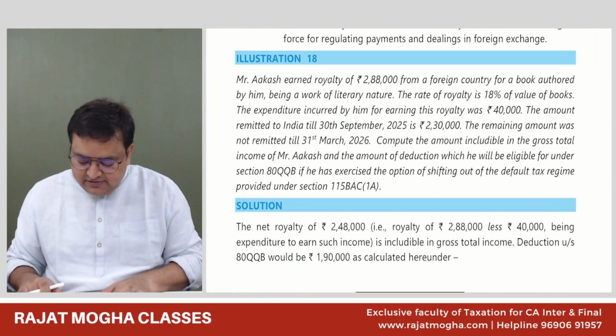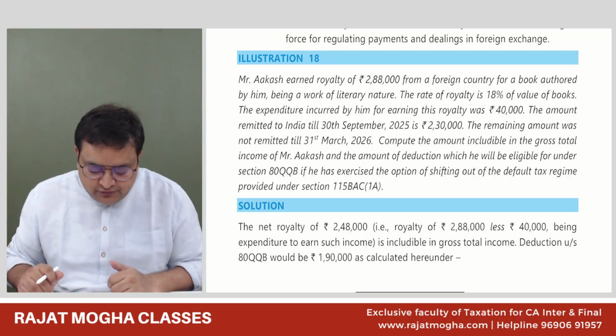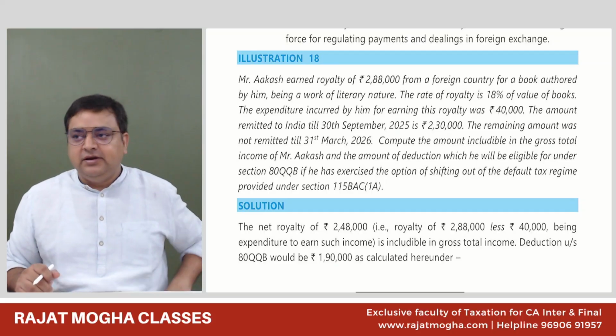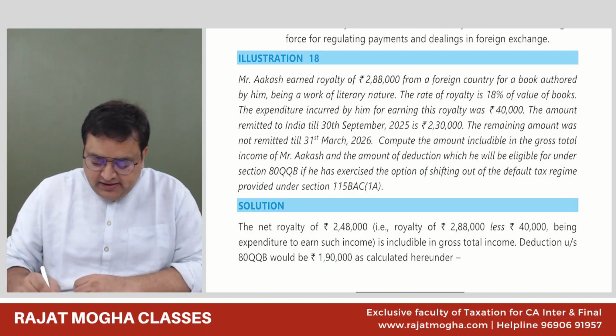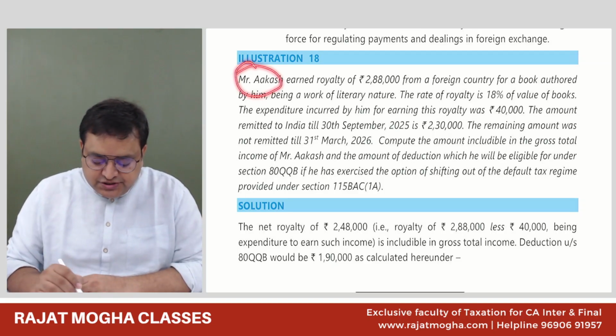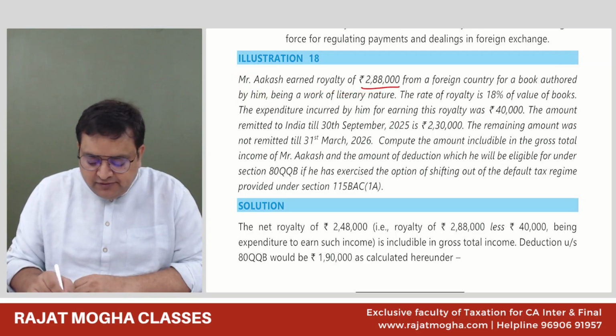Okay, let us do some deduction of 80QQB also. That is again an important deduction. Illustration number 18. It says, Mr. Akash earned royalty of 2,88,000 from a foreign country for a book authored by him, being a work of literary nature.